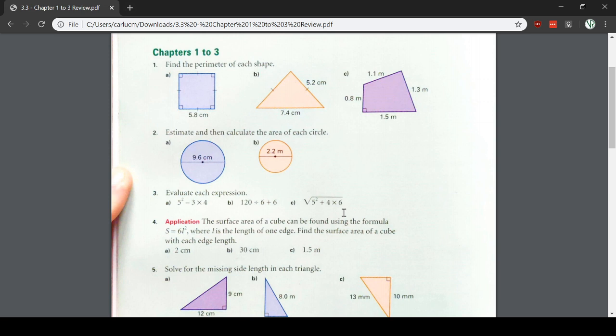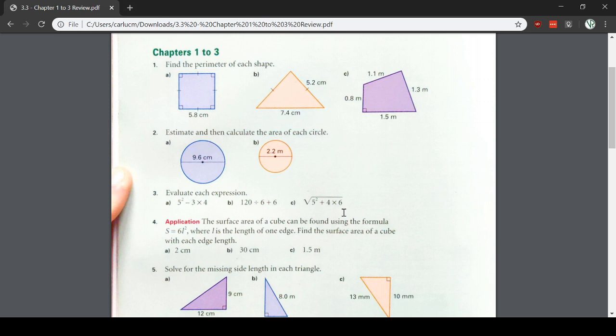And number 3, you're just looking at using order of operations: brackets and then exponents, division or multiplication, whichever order they appear in, so you do whatever comes first, and addition and subtraction in the order that they appear. So in the first one, you do 5 squared for 25, and then you do 3 times 4 for 12, so you'd have 25 minus 12, or 13 as your answer.